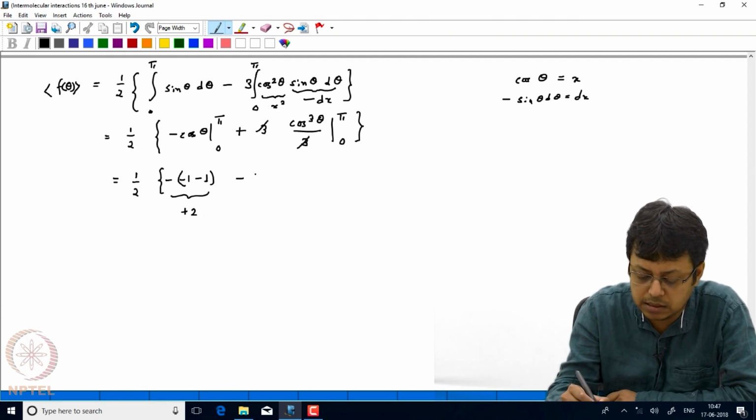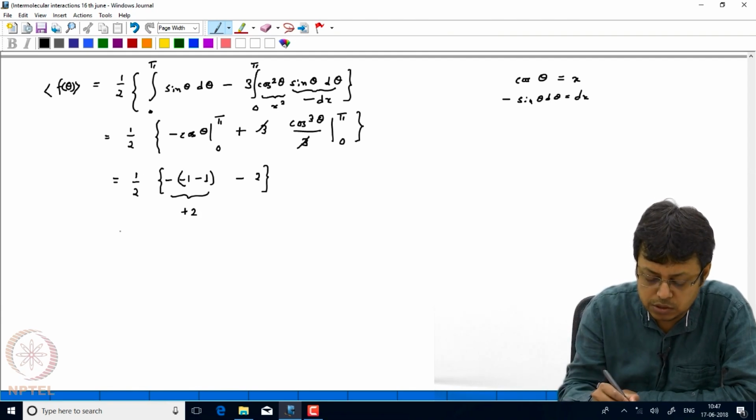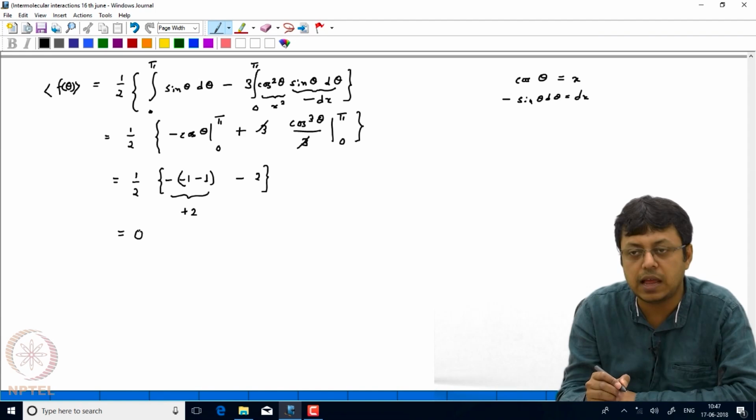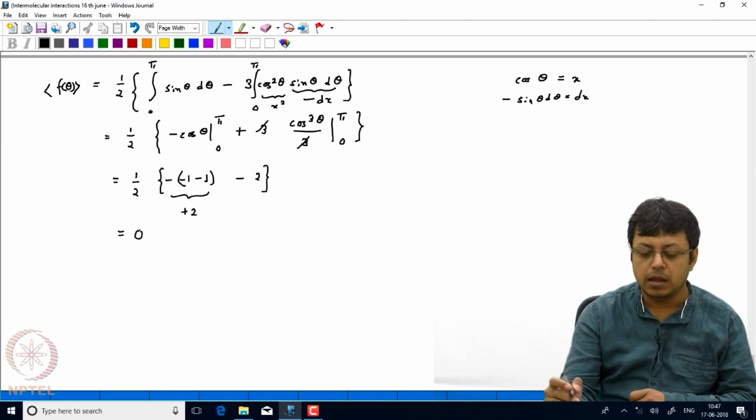Similarly you can figure out the cosine cubed one. I'm just writing the answer. This will give you a minus 2 value. So overall the orientational average will be 0.